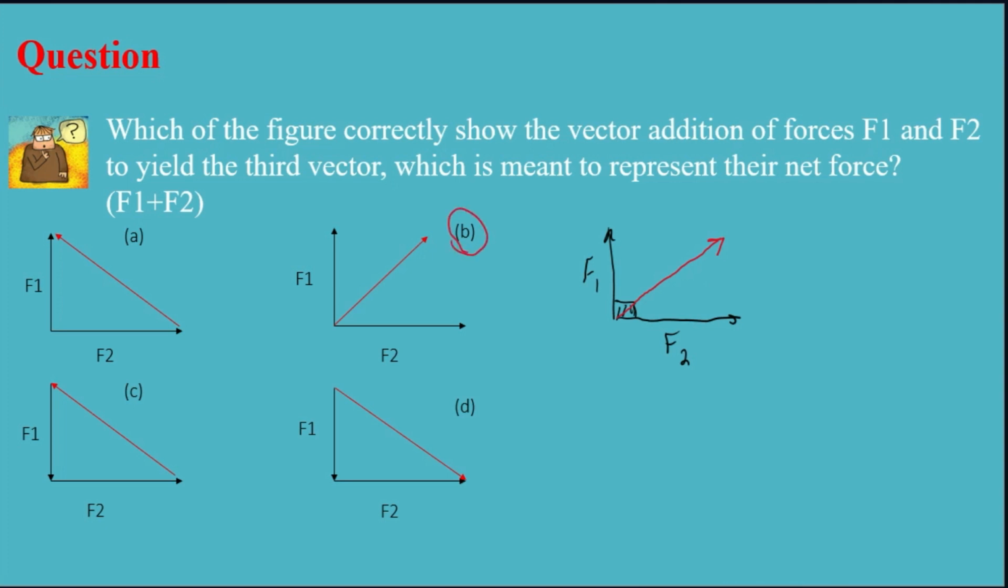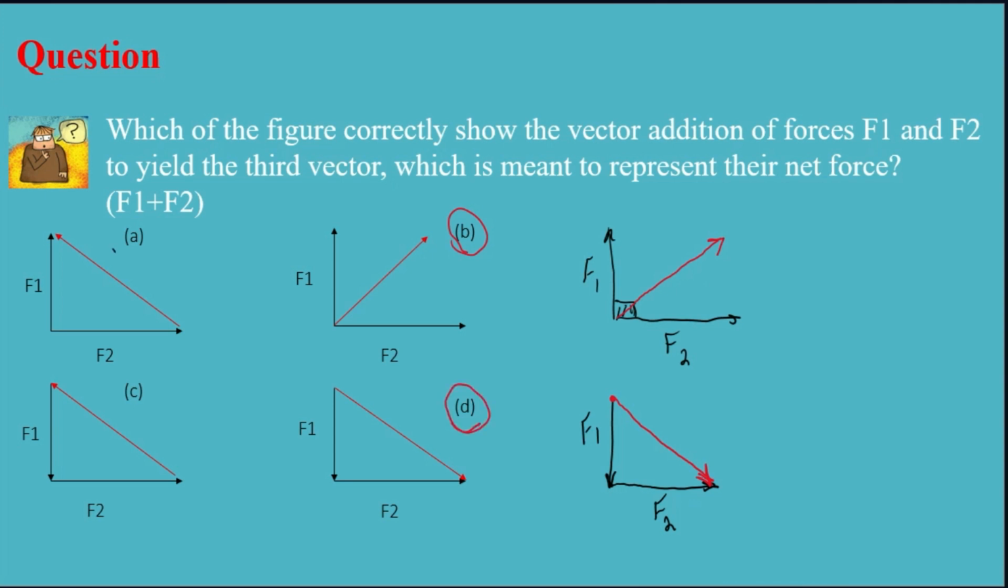There is another option too. F1 can be like this, and then F2 starts from the tail of F1. So that's going to be my F2, and then F1 plus F2 is going to start from the head of F1 and end up at F2. That's going to be my net force, and I do have this option.